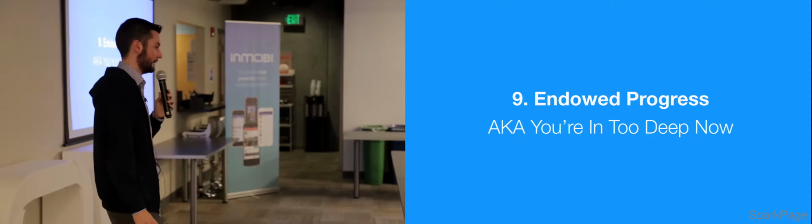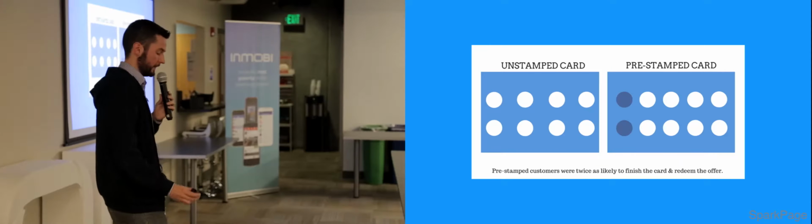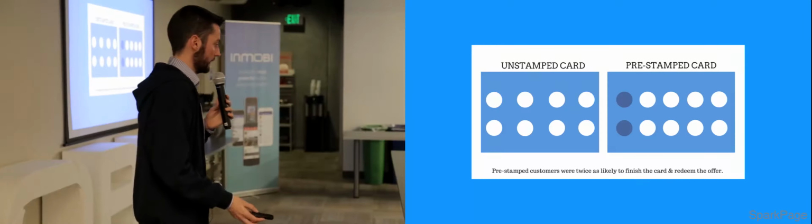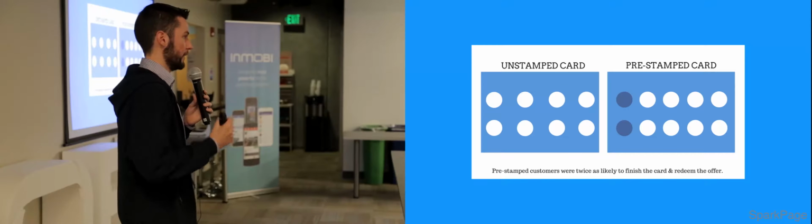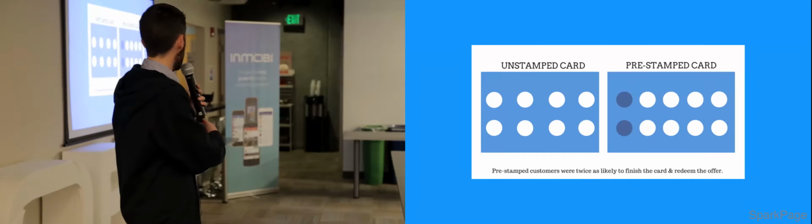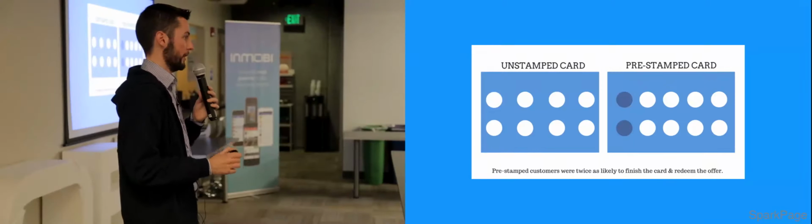The endowed progress effect, which is the actual name of a scientific paper, which is you're in too deep to quit now. This is a really fascinating one that we stumbled upon, a little study done a few years ago that looked at the cards you get in coffee shops. They found that on the left is what people give out, 8 stamps gets you a free coffee. And on the right, they have 10 stamps, but the first 2 are pre-stamped.